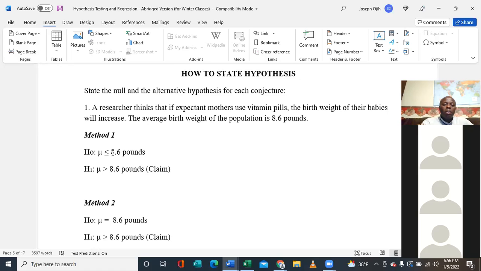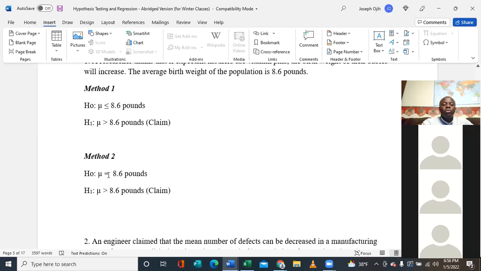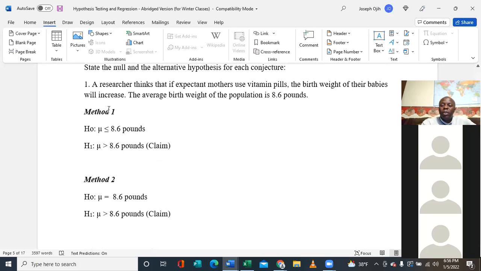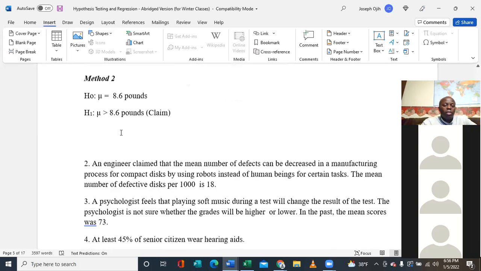But method 2, they tell you to use the equal sign in all the null hypotheses. But for method 1, it changes depending on the way the equation is framed. And that's the one I prefer because it's more accurate to me. So let's do another one.